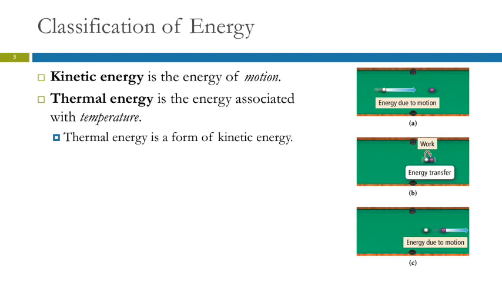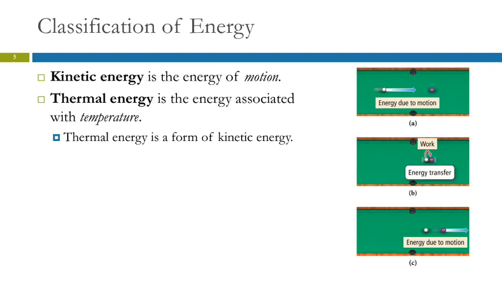So, different kinds of energy. Kinetic energy is the energy of motion. Something that's moving has kinetic energy. And we talked about this a little bit when we talked about gas particles and their average kinetic energy and the relationship between the mass and the velocity.